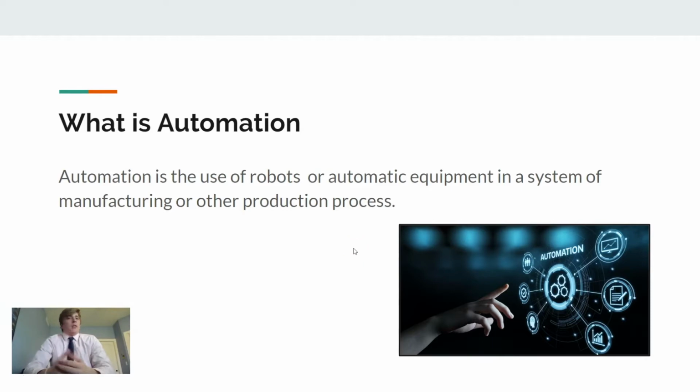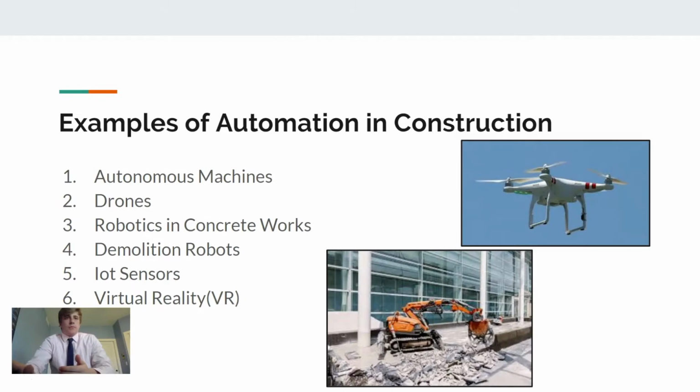What is automation? For those of you who don't know, automation is the use of robotics or automatic equipment in a system of manufacturing or other production processes. Examples of automation in construction include autonomous machines, which are self-driving machines, drones, which are remote-controlled machines that help with the planning of the project. Another example is robotics in concrete work, which are robots that help with the laying and pouring of concrete on the construction site.